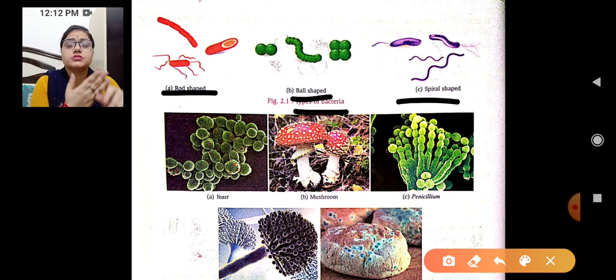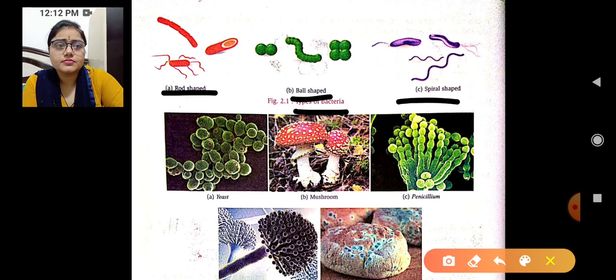So we have three types of bacteria, and their names depend on their shape. First, the structures in the rod shape are known as rod shaped bacteria. Next is ball shaped bacteria, and the third is spiral shaped bacteria. Clear?